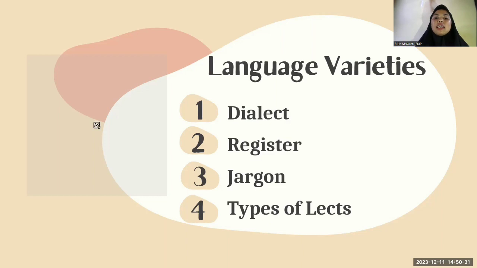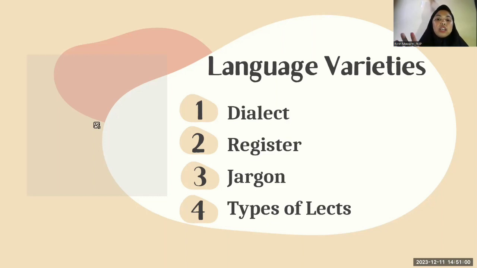And the next is the types of lect. So lect is often used as a short form of dialect. Types of lect encompass various forms of language spoken by different groups. Here are a few contexts. So the first is dialect: a variation of a language spoken within a specific region or community, characterized by differences in vocabulary, pronunciation, and grammar.